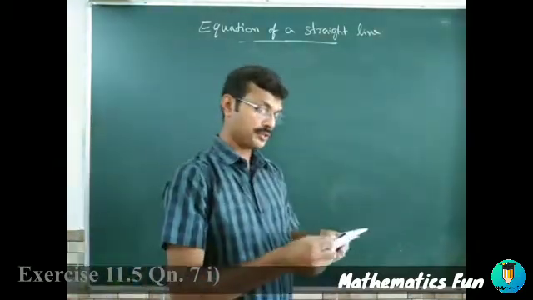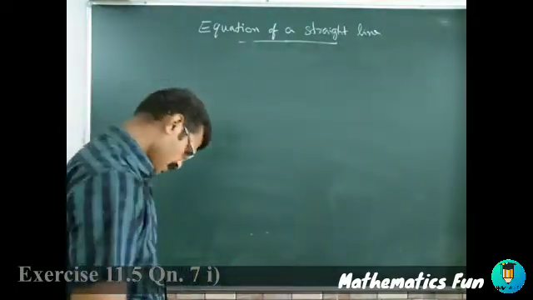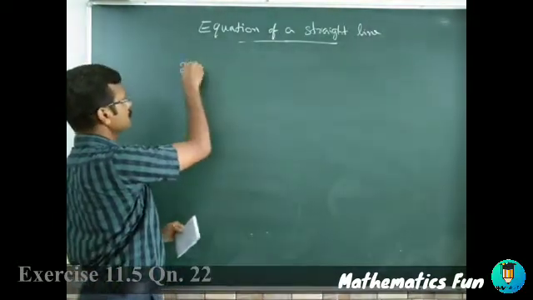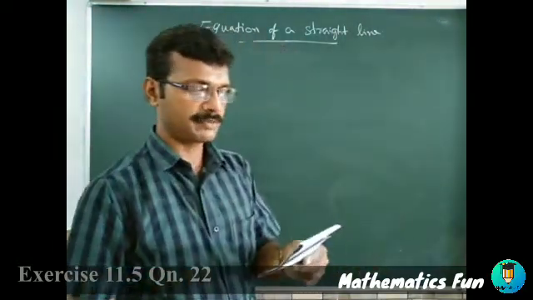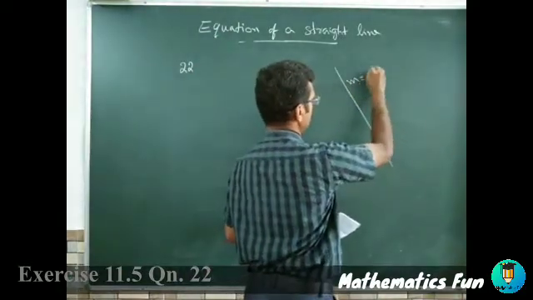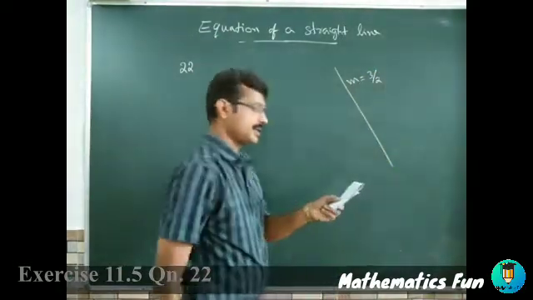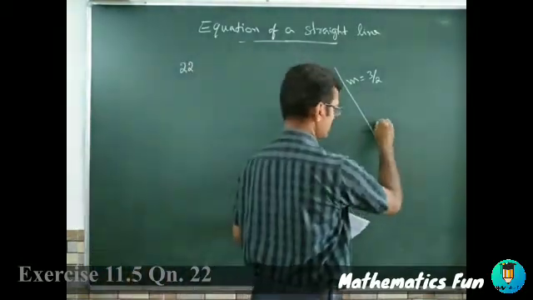Now another question, we will go to question number 22. All the sums are of standard 10 level. So question number 22 we will do next. Here, find the equation of a line whose slope is 3/2, that is m is equal to 3/2, and which passes through a point P.